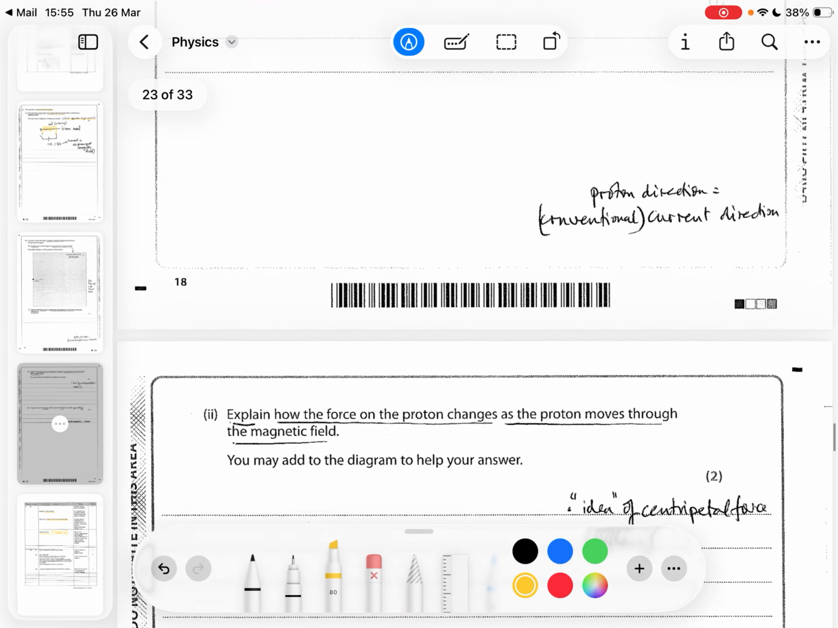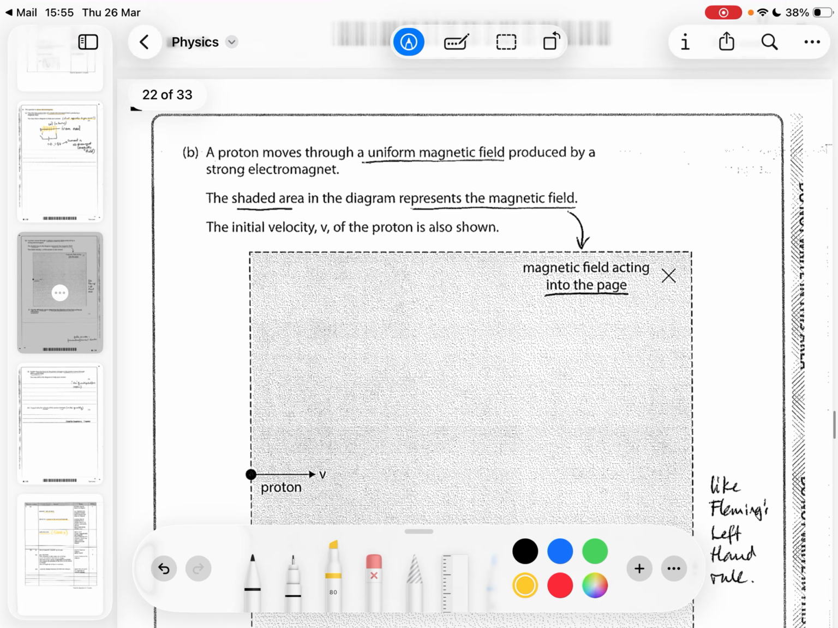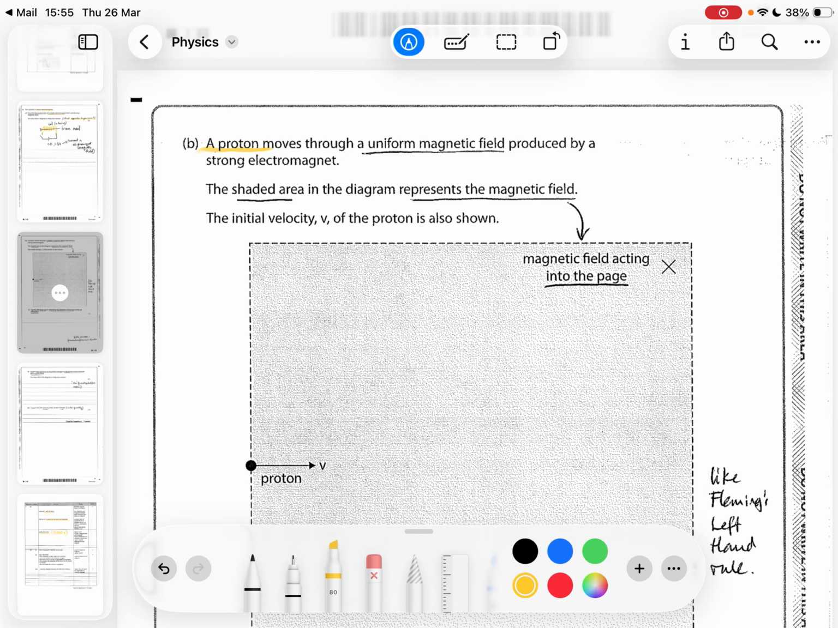Once we've done that, the next bit of the question says a proton, positive, moves through a uniform magnetic field. That means the strength of the magnetic field is constant, and it says here the magnetic field is acting into the page, which is always represented by an X.